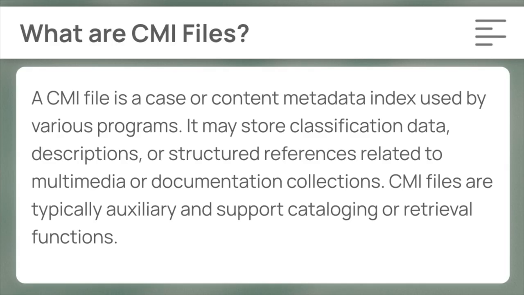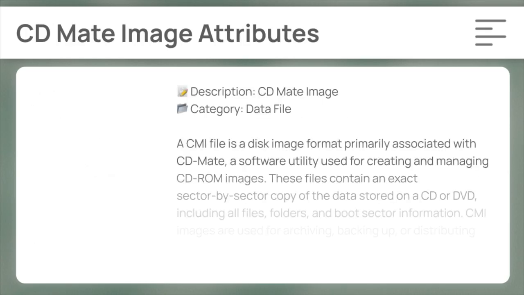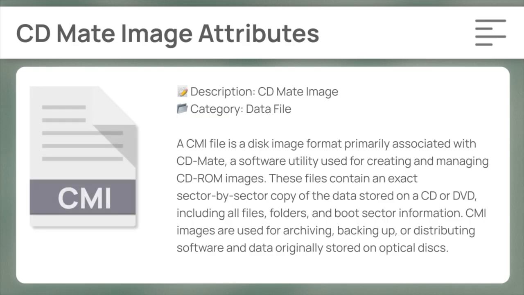A CMI file is a disk image format primarily associated with CD-mate, a software utility used for creating and managing CD-ROM images. These files contain an exact sector-by-sector copy of the data stored on a CD or DVD, including all files, folders, and boot sector information. CMI images are used for archiving, backing up, or distributing software and data originally stored on optical disks.